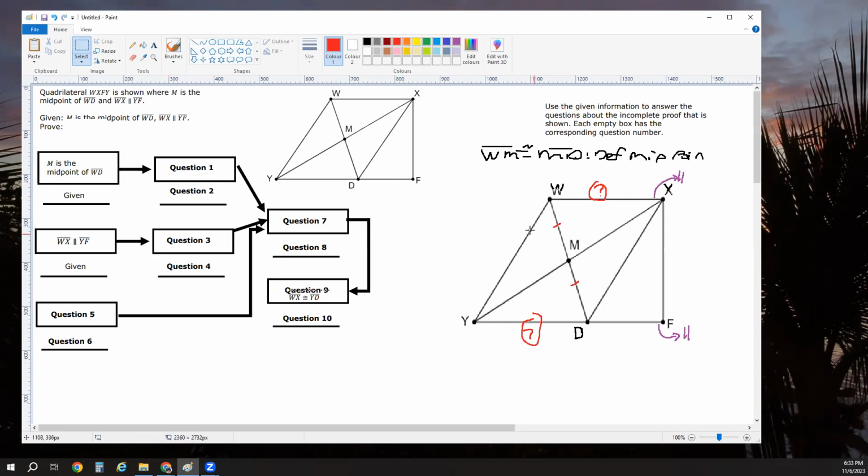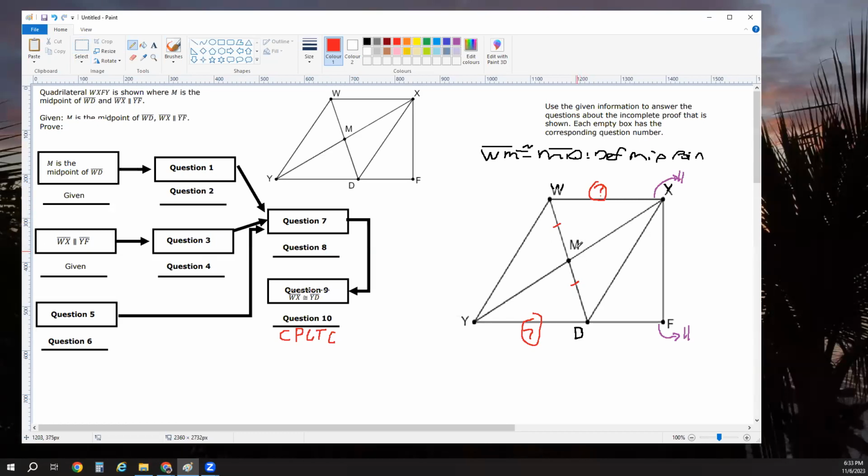And you know what? Here's the hint. This is going to be corresponding parts of congruent triangles are congruent. Well, because that's the name of the lesson, and two, that's after we prove that these two triangles are congruent, then that's going to be the name of the game there, right?